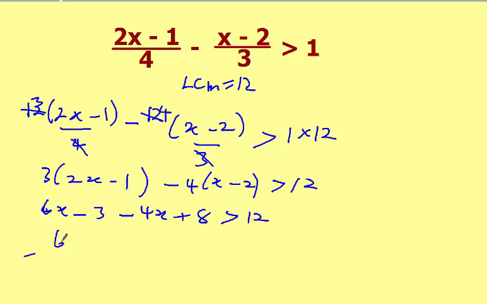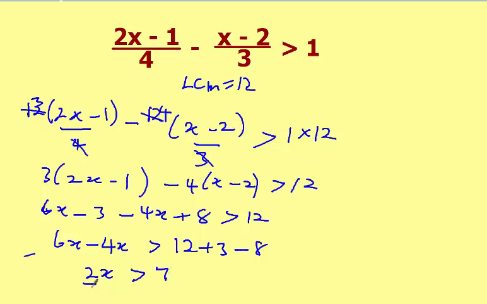Grouping like terms, we have 6x. Of course this is not crossing to any side of the equation, so it's minus 4x greater than 12. The 3 will also move to the other side, so being negative 3 becomes positive 3. The 8 being positive will become negative 8. It's giving us 2x greater than 3 plus 12 is 15. 15 minus 8 will give us then 7.